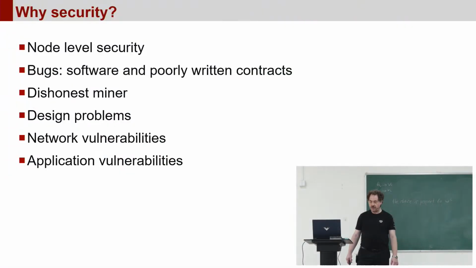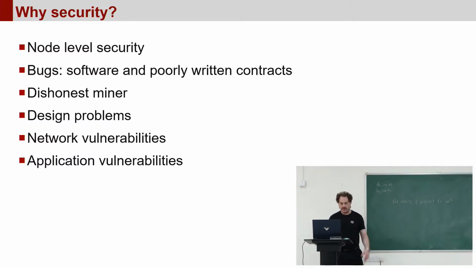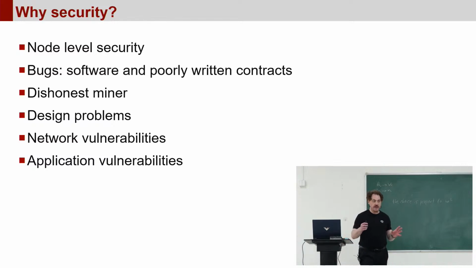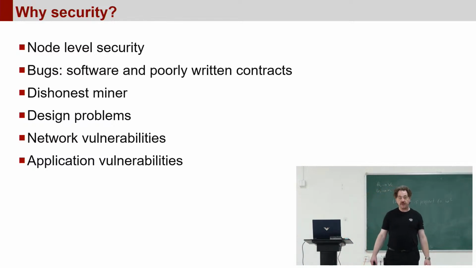There are many aspects of security in the context of blockchain systems. For example, node level security, so security of individual nodes, bugs related to the contracts, dishonest behavior or self-centric behavior, design problems of the blockchain systems, both at the level of blockchain and application built on top of blockchain, vulnerabilities of the network and misconfigured network, and of course vulnerabilities at the level of the application. So there are many aspects of security and consequently many attacks.